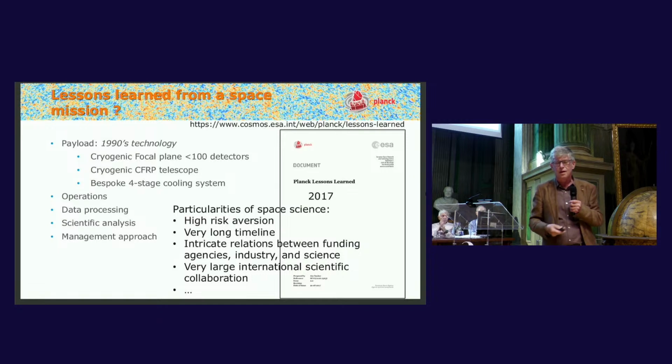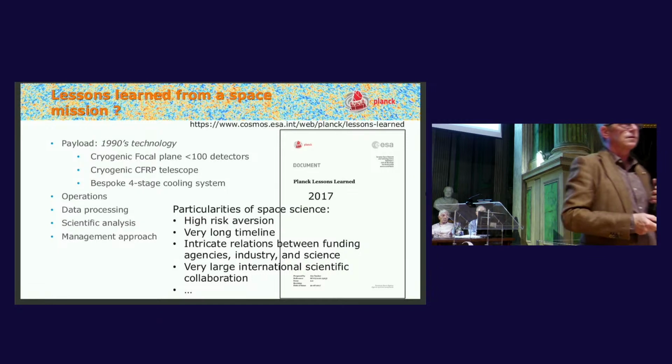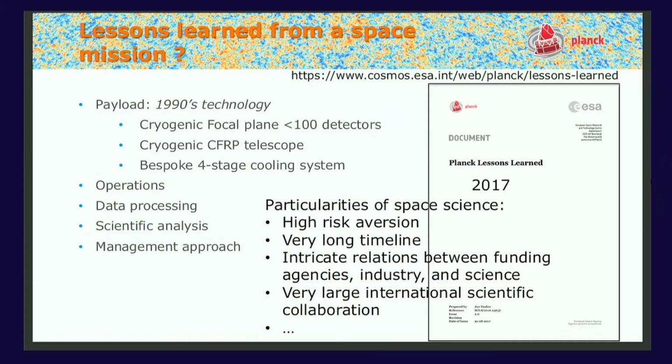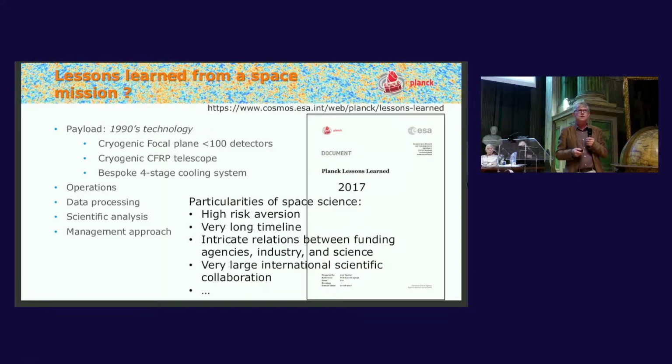The question that arose in my mind as I was preparing this is for who are these lessons learned actually? Who can profit from them, right? It's not clear that we have a successor space experiment for Planck. Maybe we will have, maybe not, I don't know. So in fact, the main recipient should be ground-based experiments for these lessons learned.